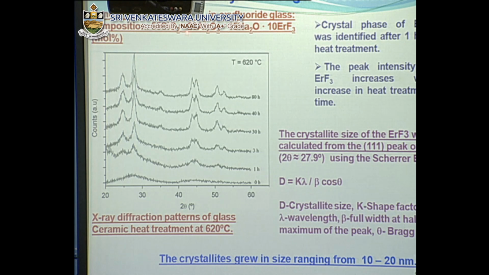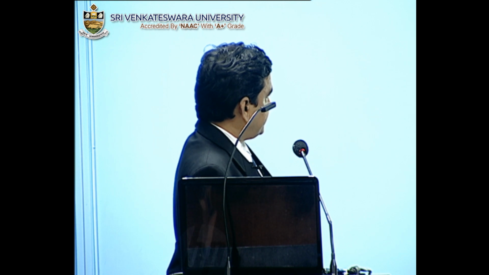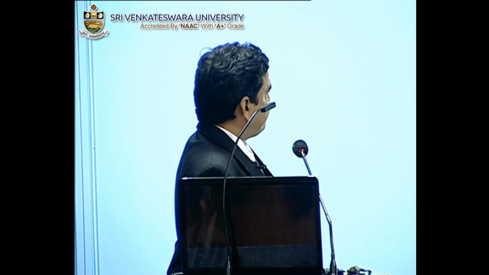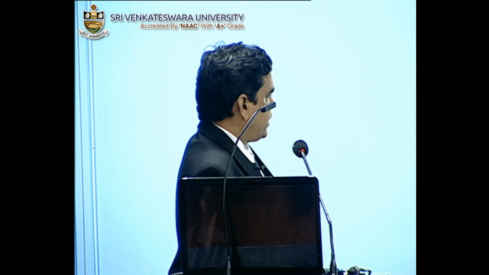So there is another part, that is the rare earth doped oxyfluoride glass ceramic, the nanocrystallization of oxyfluoride glass ceramic. These are the compositions. Here you can see the X-ray diffractions. If we increase the heat treatment time, you can see that after 1 hour we have identified the erbium fluoride crystal phase, and this increases with the heat treatment time. The intensity of the peak increases with increasing heat treatment time, and the crystal size of erbium fluoride was calculated from the Scherrer equation, and the size is ranging from 10 to 20 nanometer.